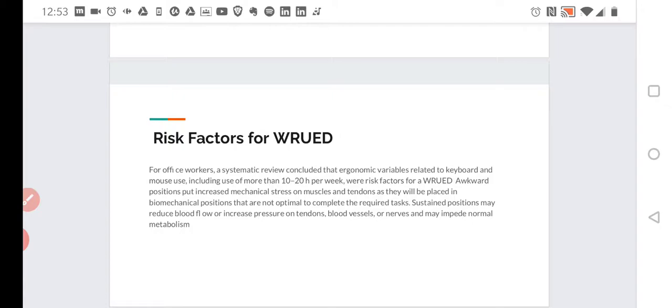For office workers, for example, a systematic review concluded that ergonomic variables related to keyboard and mouse use, including use of the mouse more than 10 to 20 hours per week, were risk factors for WRUED. Awkward positions put increased mechanical stress on muscles. Generally, if we are not comfortable, it leads to a higher probability of some diseases, because lack of comfort is generally related to some strain of the muscle, and sustained strain of the muscle can lead to pathologies.